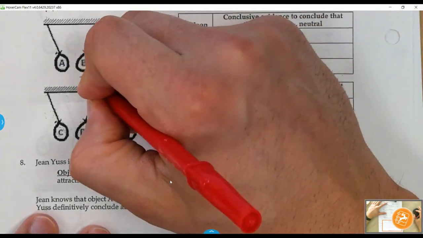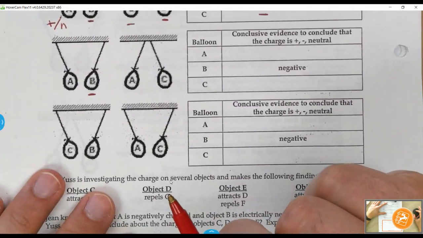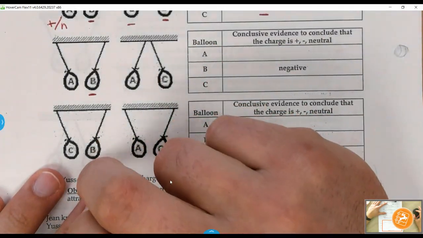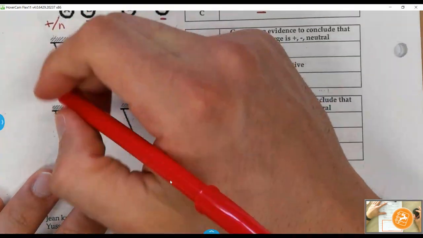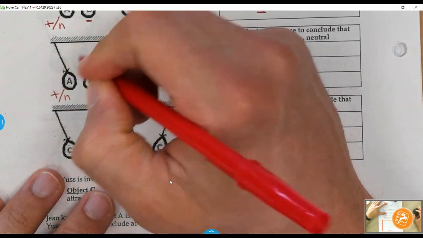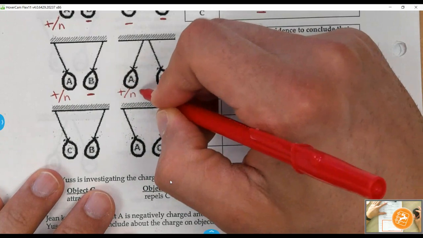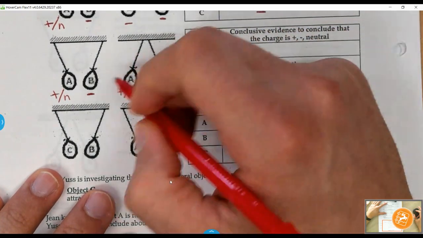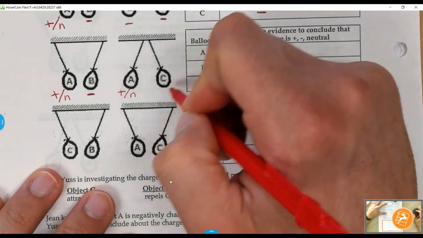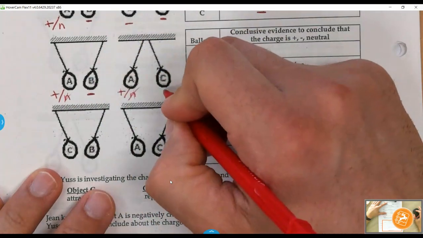All right, B is negative. What could A be? Positive or neutral. Now, if we said A was positive or neutral, but you see that it's repelling C, then it would have to be positive, because a neutral object will never repel anything else. Excellent line of thinking.